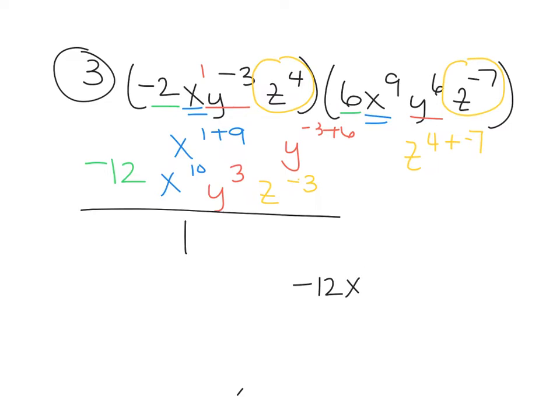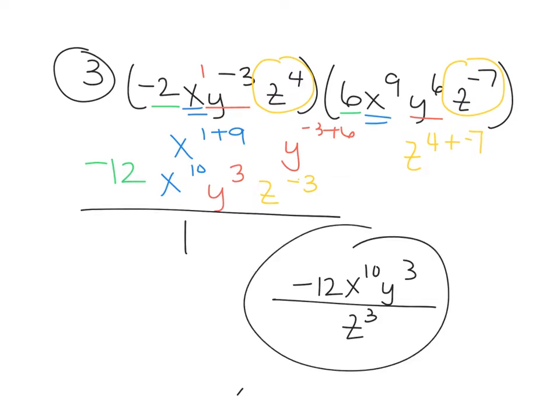The x to the 10th is positive. We're not going to touch it. The y to the 3rd is positive. We're not going to touch it. The only thing that is moving is z to the negative third, and it goes to the bottom. And again, when the negative exponent moves to the opposite place, the reciprocal, the negative exponent goes away. That's my final answer.